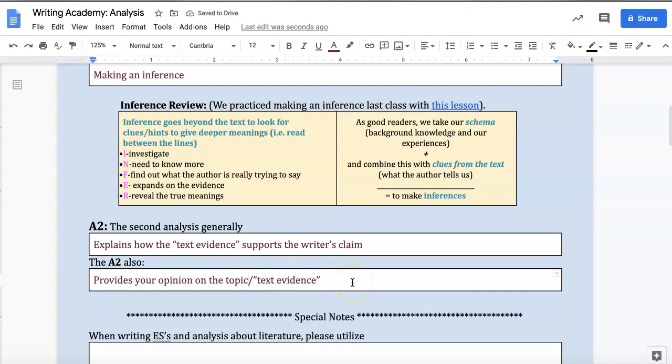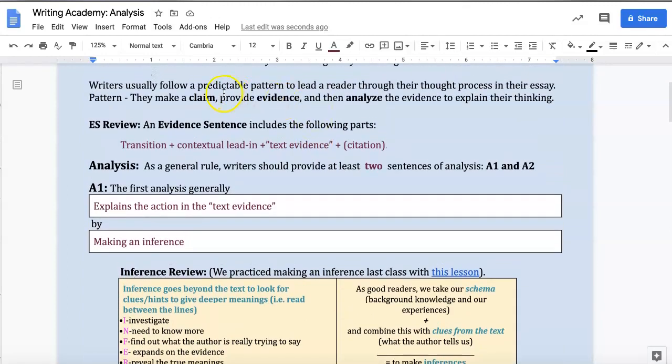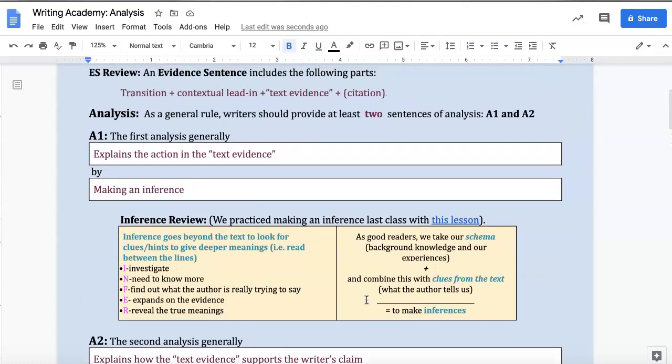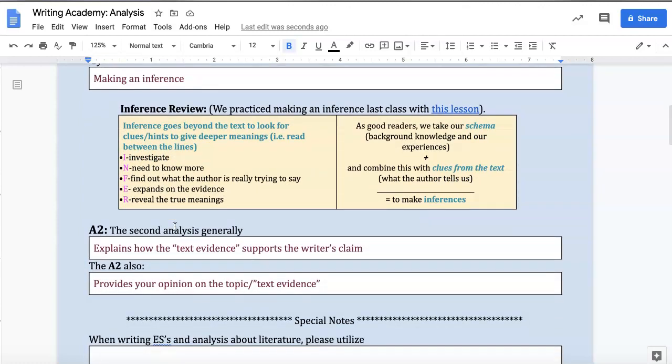So what you basically are doing is looking at how this text evidence actually supports whatever claim you have come up with. So you explain how that text evidence supports the claim and provide your opinion on that text evidence or topic. Okay? So there are two parts. Analysis 1 explains the action in the text evidence by making an inference, and analysis 2 generally explains how the text evidence supports the writer's claim and provides your opinion on the topic or text evidence.